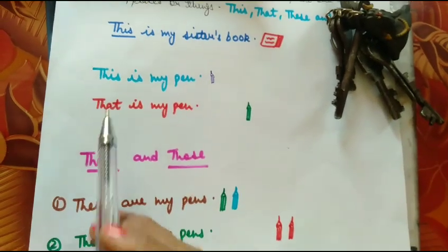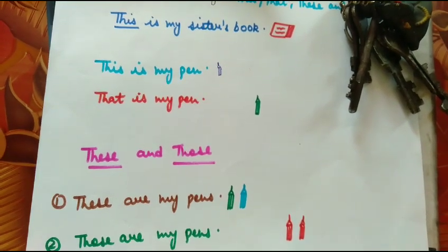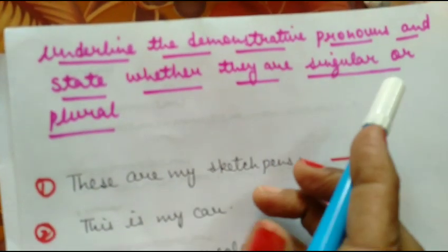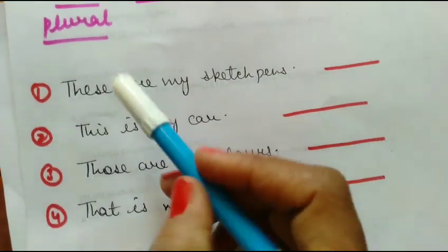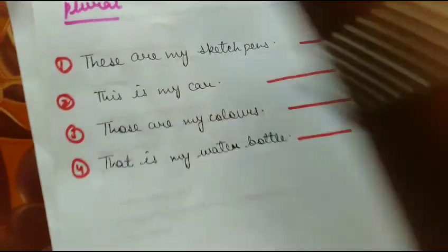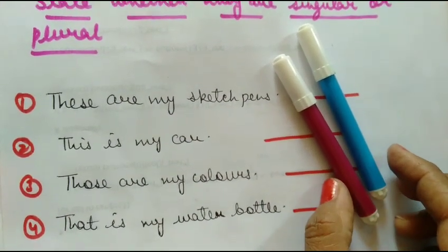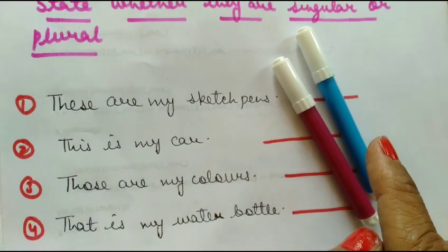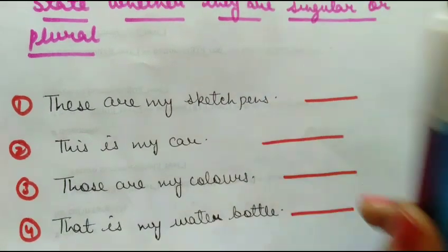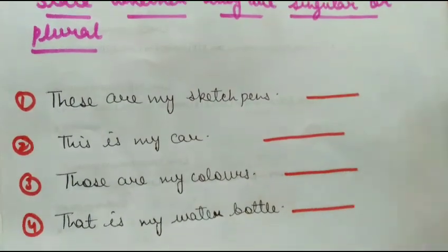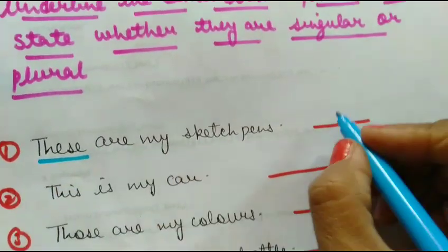So, now we are going to do one exercise related to demonstrative pronouns. Let's start. Underline the demonstrative pronouns and state whether they are singular or plural. These are my sketch pens. You all can see here I am keeping two sketch pens. How many sketch pens are there? They are more than one in number. So these are plural in number. And what is the demonstrative pronoun in the sentence? These. That is plural in number.